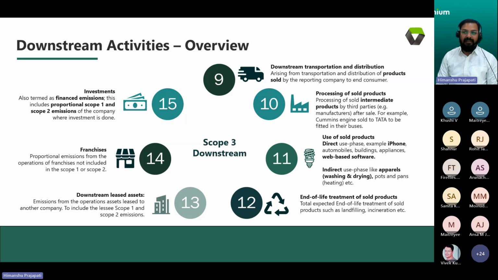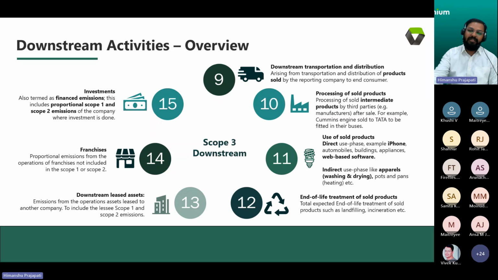For example, let's talk about upstream and downstream leased assets. It is all related to the organizational boundary. So if I am the owner of the asset and I'm leasing out my asset to someone else, everything that comes under the operation of the asset will come under either scope 1 or 2 emissions, or scope 3 downstream, based on the methodology I have chosen for consolidation. So it will never be duplicated.